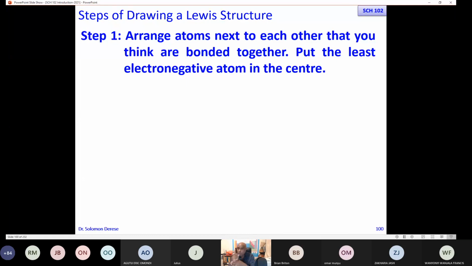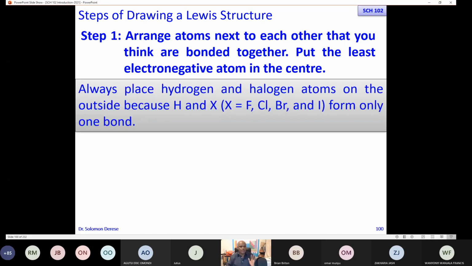And the halogens also form 1 bond. As a result, a hydrogen or a halogen cannot be in the middle, surrounded by other atoms with the possibility of forming a bond with them. So when you have hydrogens or halogens, you must keep them on the outside. Always place hydrogen and halogen atoms on the outside.